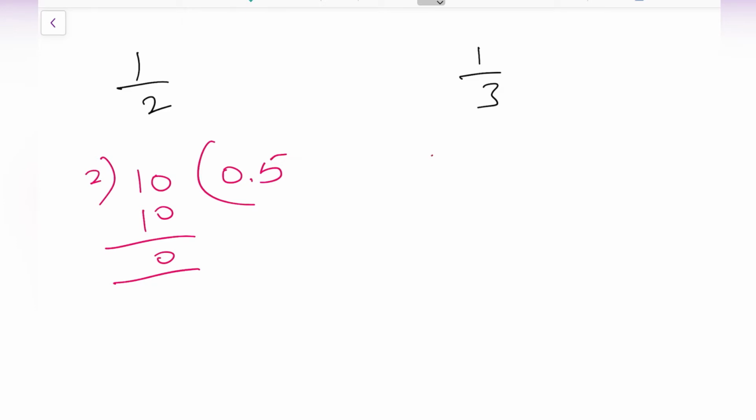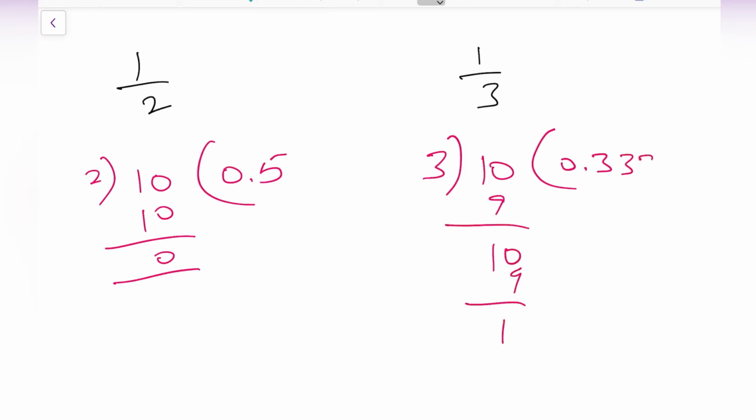1 by 3 also I am going to convert to decimal. 3 into 1, 0.0, 3 threes are 9, 1 remainder again. So 0, 3 threes are 9, again 1 remainder, 3 threes are 9. So it continues like that only. So 1 by 2 value is 0.5, whereas 1 by 3 value is 0.3333 and so on.